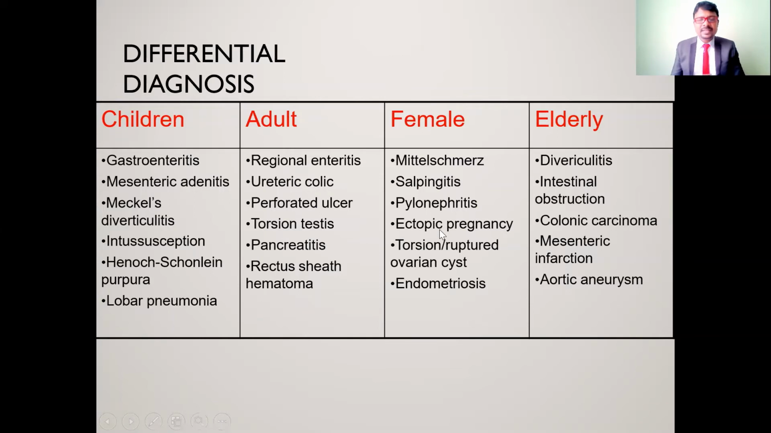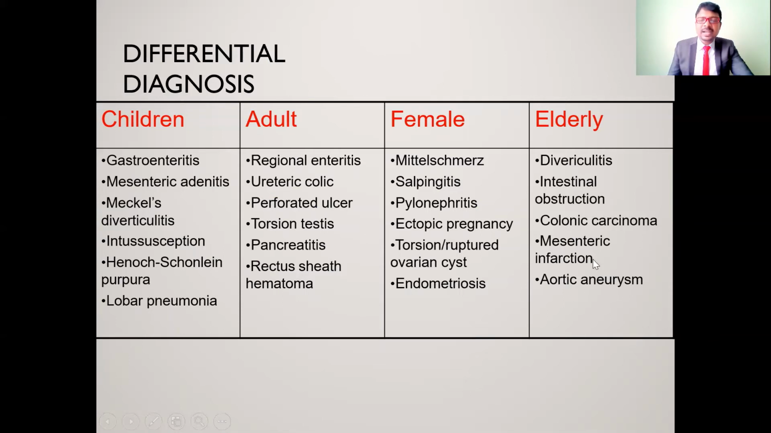In females, there are Mittelschmerz and salpingitis, that is inflammation of the fallopian tubes, pyelonephritis, ectopic pregnancy, torsion and rupture of an ovarian cyst, and endometriosis. These symptoms may mimic appendicitis. So we have to differentiate properly whether there is any other female-related complication or whether it is inflammation of the appendix.